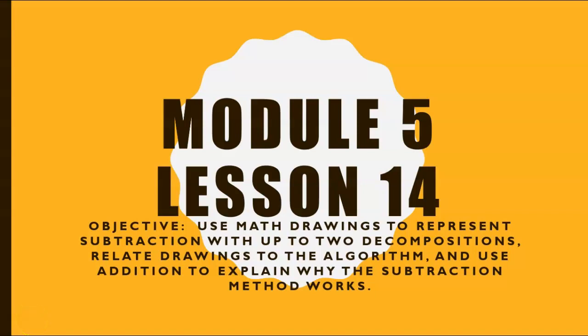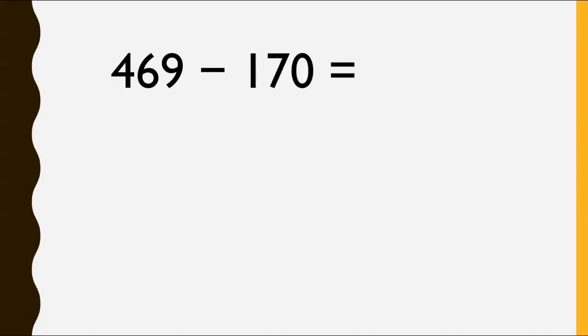Hello, second grade. This is Module 5, Lesson 14. Okay, so we are going to do some subtraction today. This is kind of how we've been doing it, the whole Module 4 and the whole Module 5. So this is probably going to be a little bit of a review and a reminder of how to do this. So we need to set this up vertically.